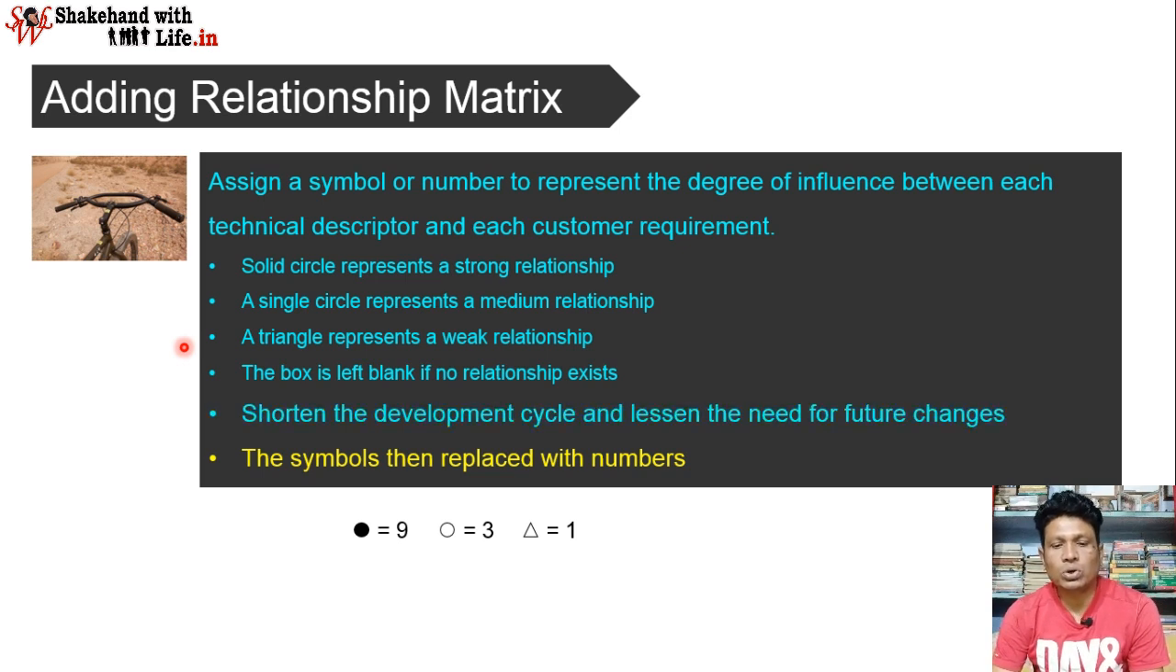It helps to shorten the development cycle and reduce the need for future changes. That means the organization is going to manufacture a perfect product according to the customer requirements. There is no requirement of future changes in that product. And later on, we can replace the symbols with numbers, such as solid circle can be replaced with 9, single circle can be replaced with 3, and triangle can be replaced with 1.